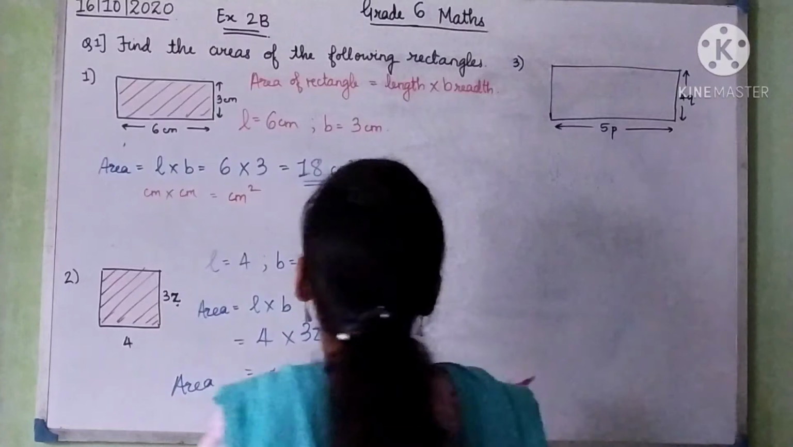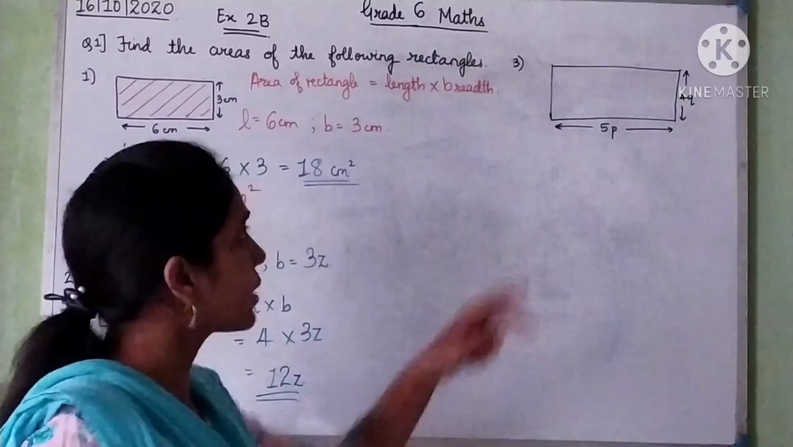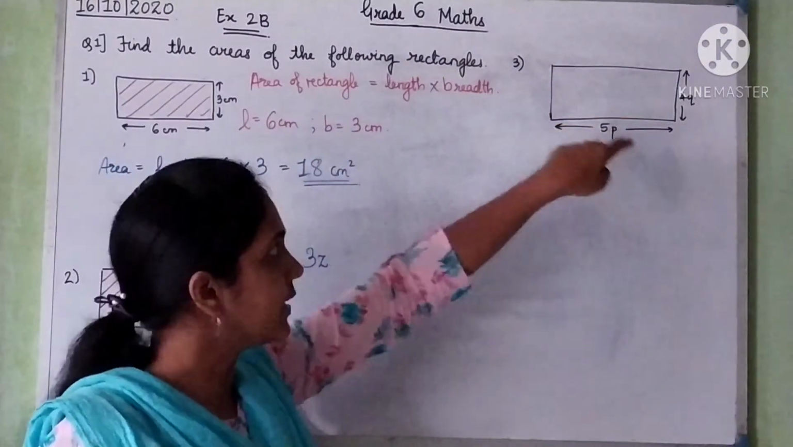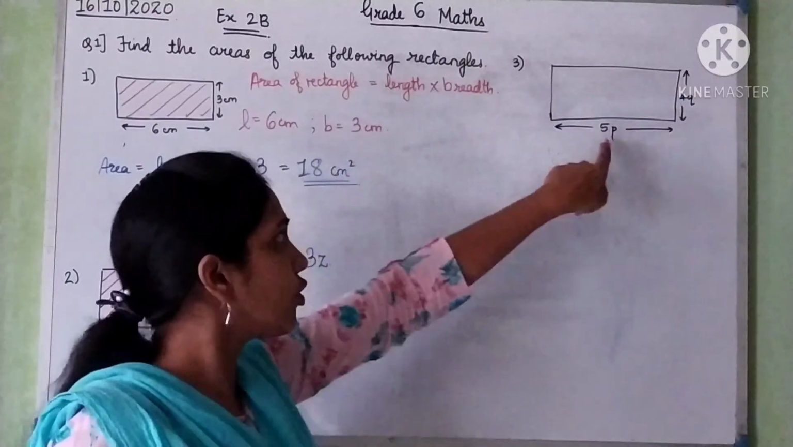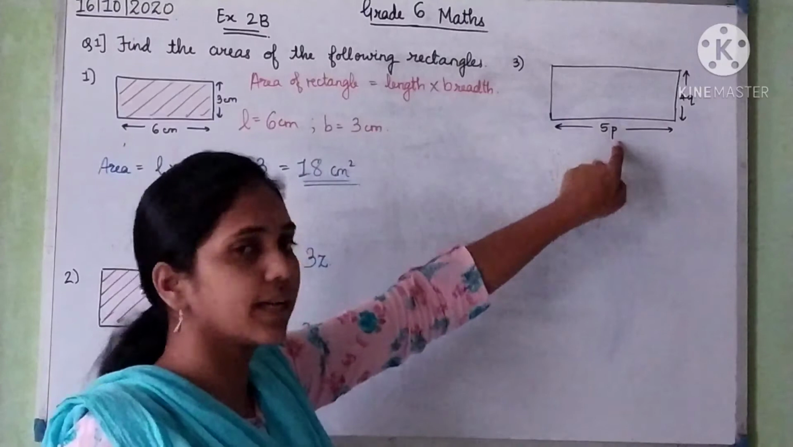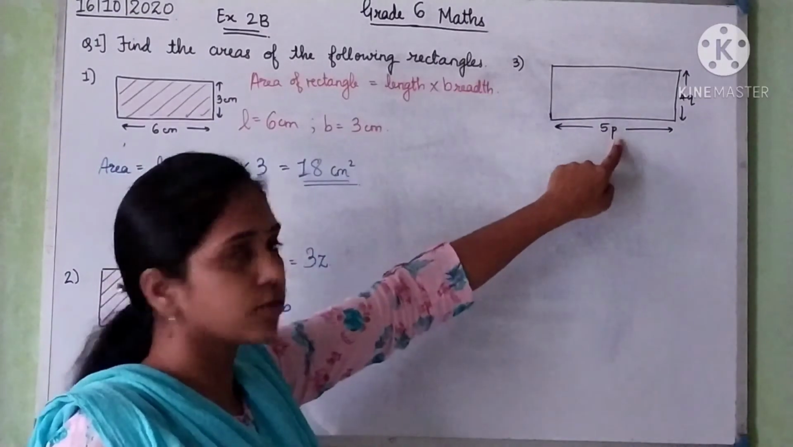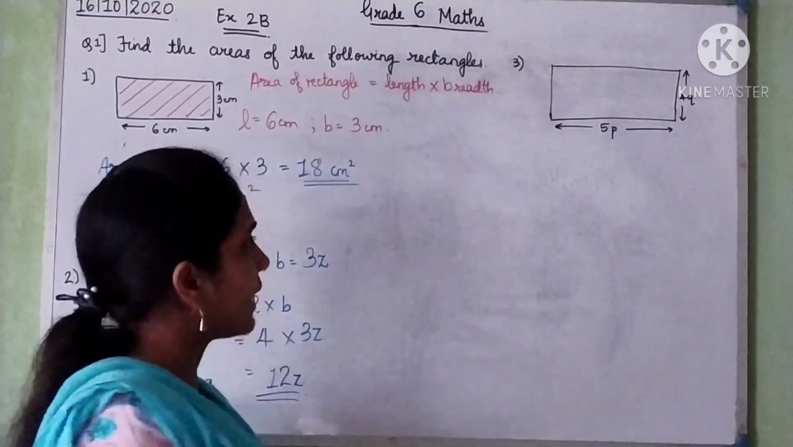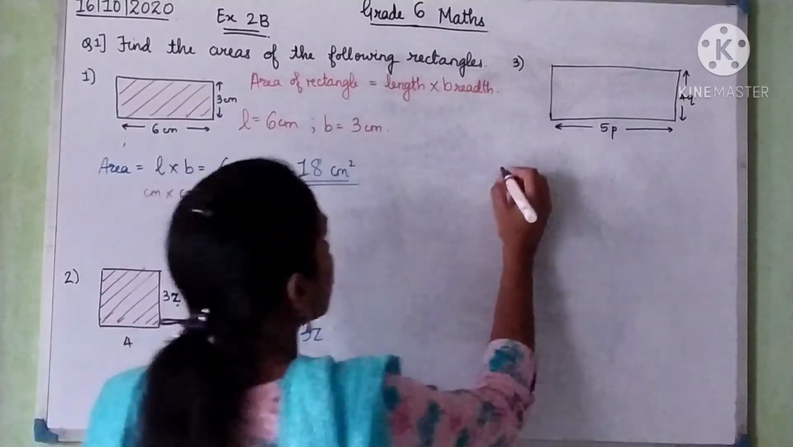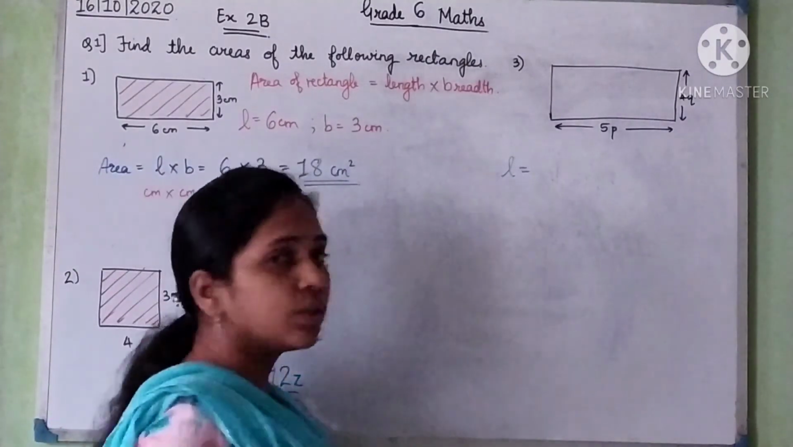Okay. Now the third one. The third one, we can see that it is a proper rectangle. The length is 5p and the breadth is 4q. Now here also there are numbers as well as letters. Right. So it is an expression. Okay. So it does not matter. We can still find the area.